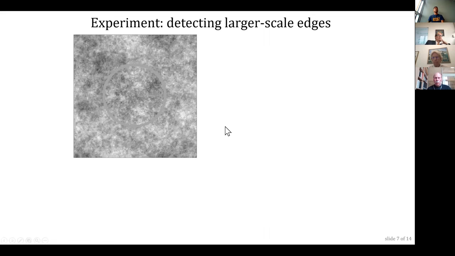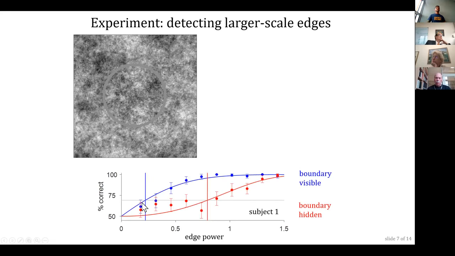To answer this question, we repeated the experiment, but we hid the boundary region, the narrow boundary region on which this edge power was being computed. What we see is that when the boundary is hidden, performance drops substantially. So this edge power or edge power spectrum measure that we have computed on this narrow region actually reflects a lot of the important information that the human subject is using for detection. But we do see that there is some residual performance. And so the question is, how does that work?